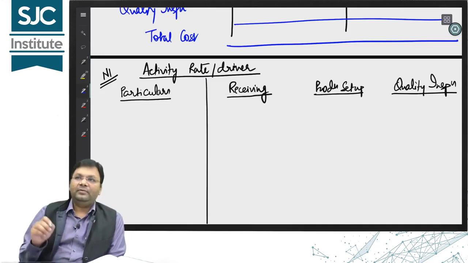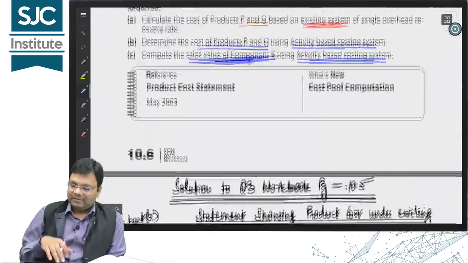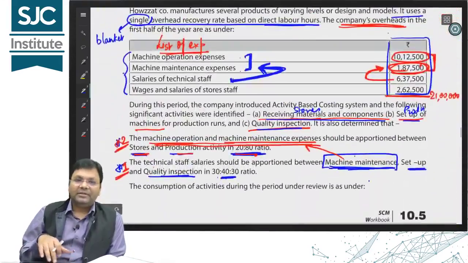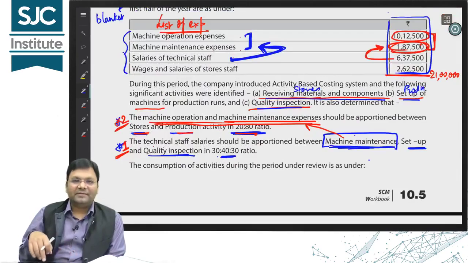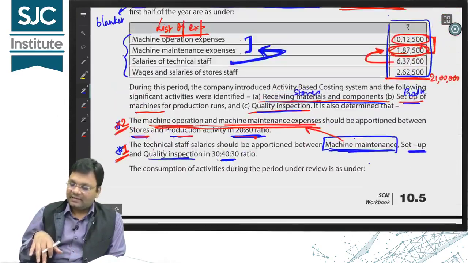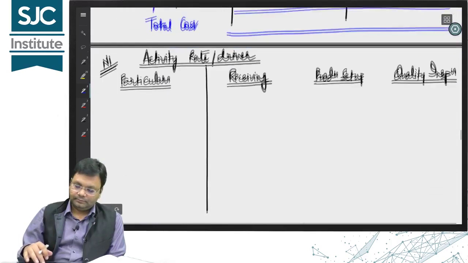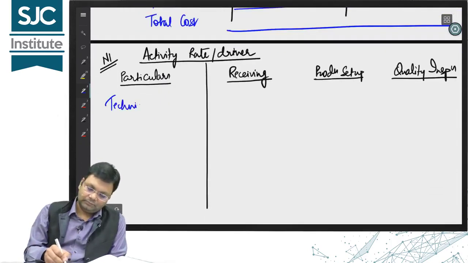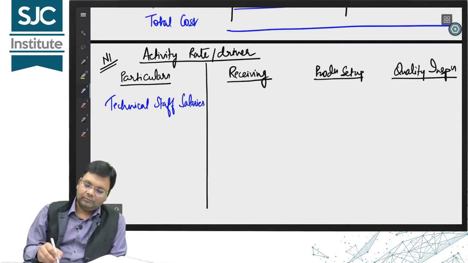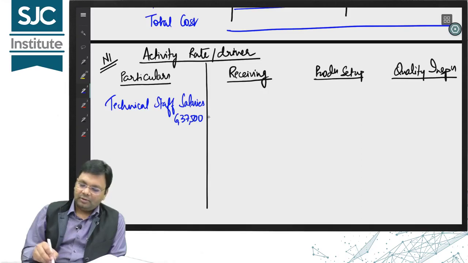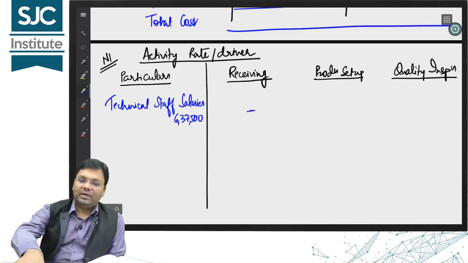So what we will be doing, first we will apportion our items of expenses in these three activities, and in that I have already shared the sequence. First we will start with technical staff salaries. Technical staff salary amount is 637,500. Now you are going to apportion in the ratio 30, 40, 30, right?